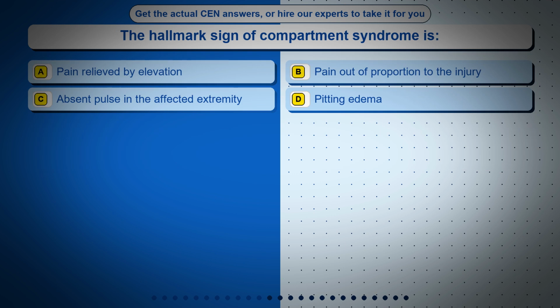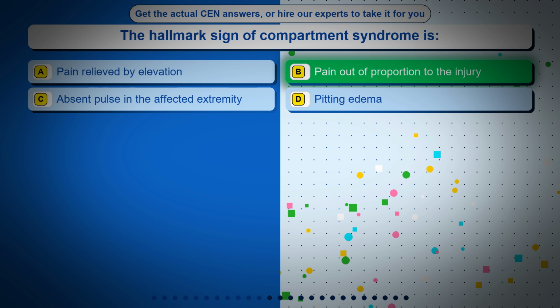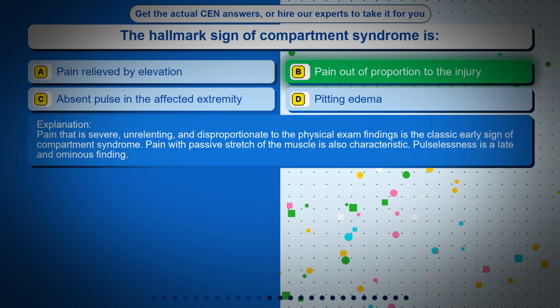Question 11. The hallmark sign of compartment syndrome is: Option A, pain relieved by elevation. Option B, pain out of proportion to the injury. Option C, absent pulse in the affected extremity. Option D, pitting edema. The correct answer is Option B, pain out of proportion to the injury. Pain that is severe, unrelenting, and disproportionate to the physical exam findings is the classic early sign of compartment syndrome. Pain with passive stretch of the muscle is also characteristic. Pulselessness is a late and ominous finding.